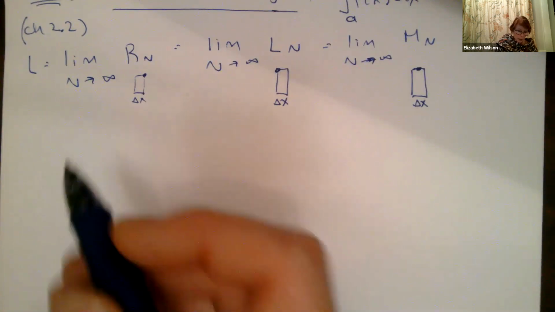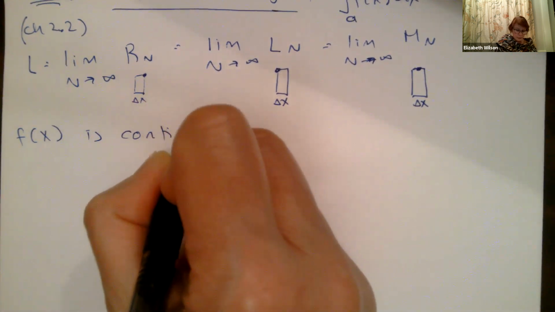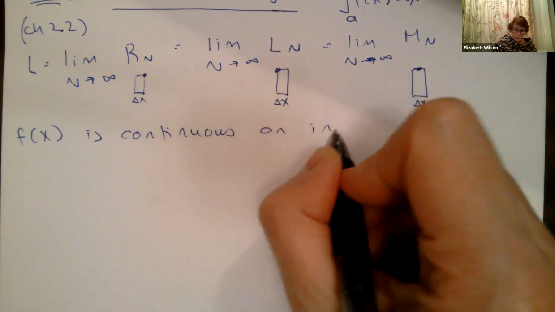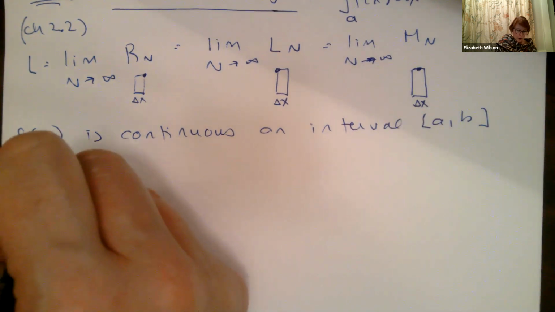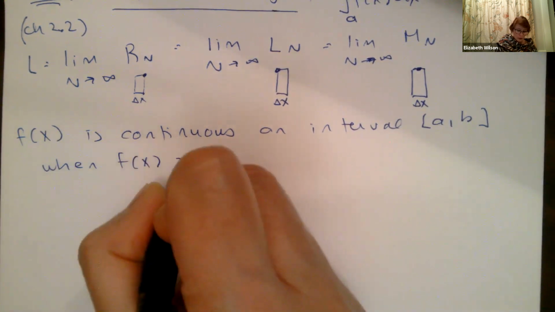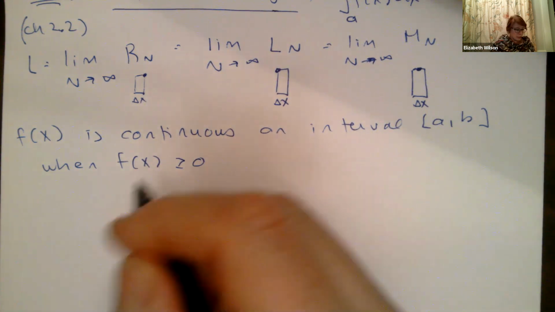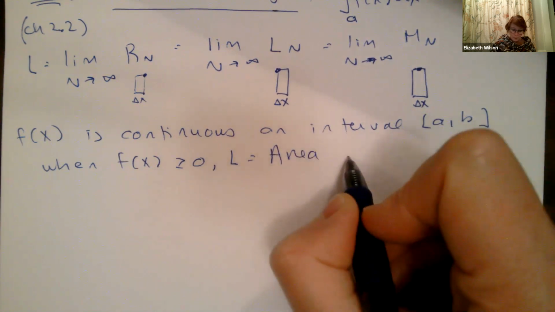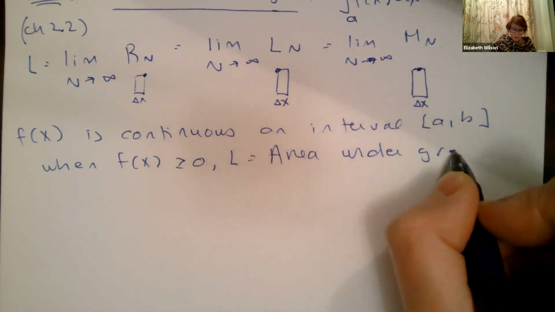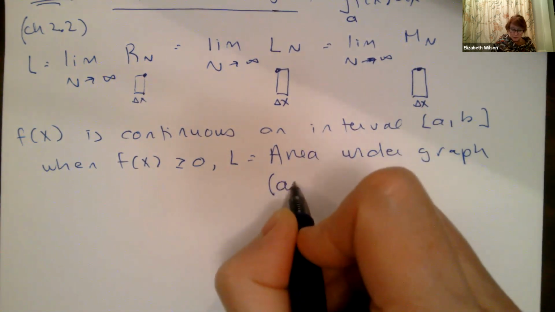Okay, so we'll say our function f of x is continuous on an interval a to b when our function is greater than 0. We're going to talk about both when the function's positive and when the function's negative. But for now, when the function's greater than 0, L is equal to the area under the graph. Specifically, it's the area between the function and the x-axis.